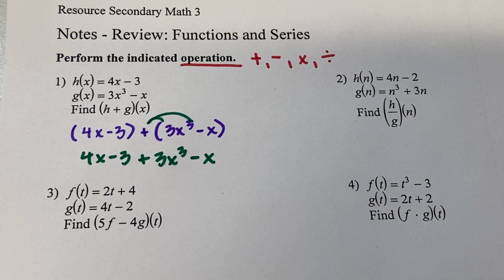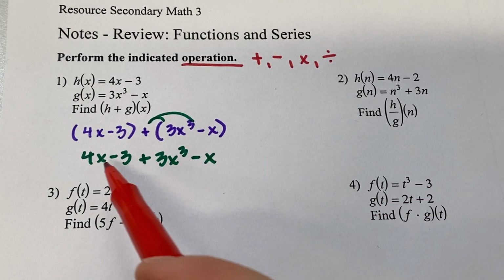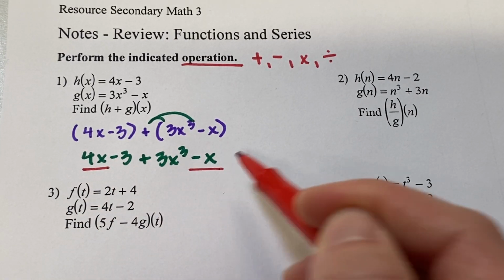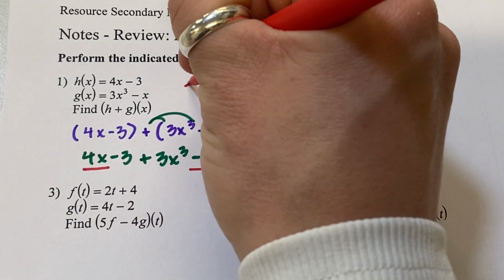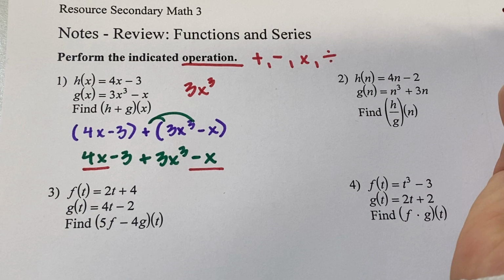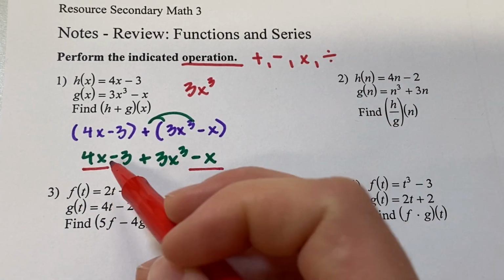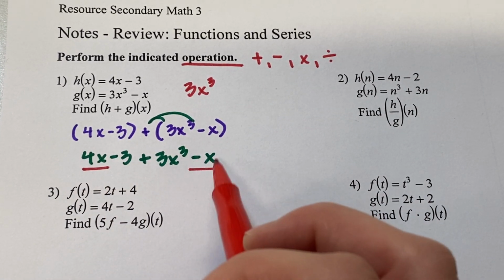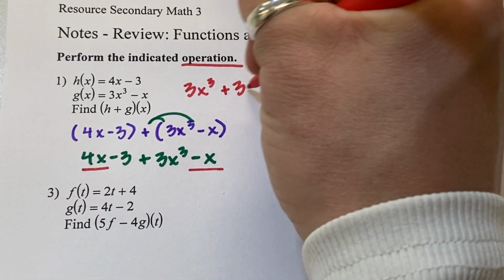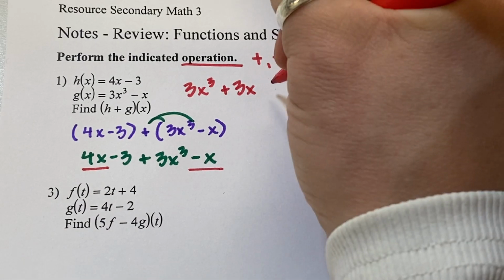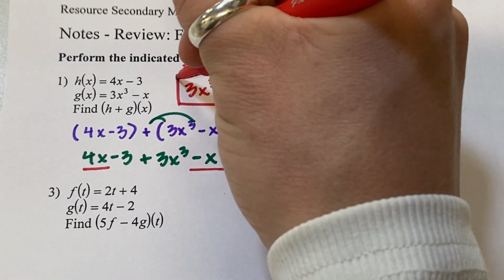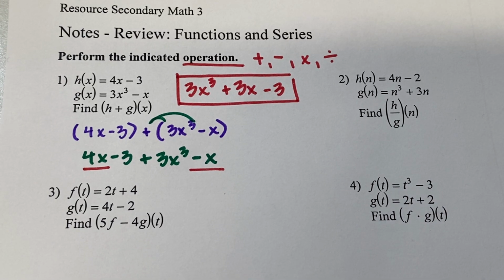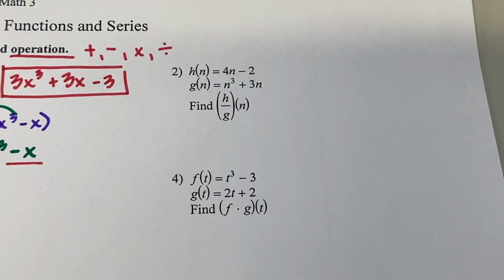Now it just becomes combining like terms. The only two terms I can combine here are my 4x and negative 1x, x to the first power. My 3x cubed is going to stay 3x cubed, since I can't combine that with anything. My x's would come next: 4x subtracting 1x gives me positive 3x. And my negative 3 can't combine with anything. So there we go, we have our new function: 3x cubed plus 3x minus 3. Cool.